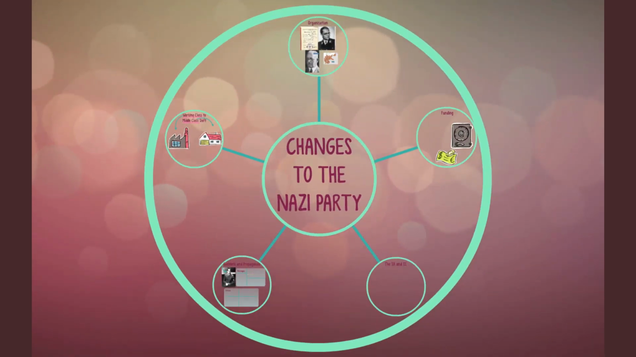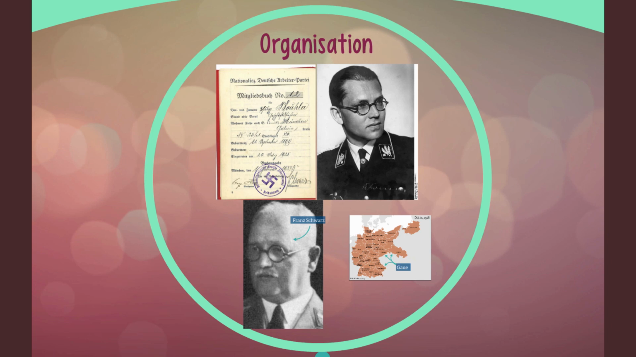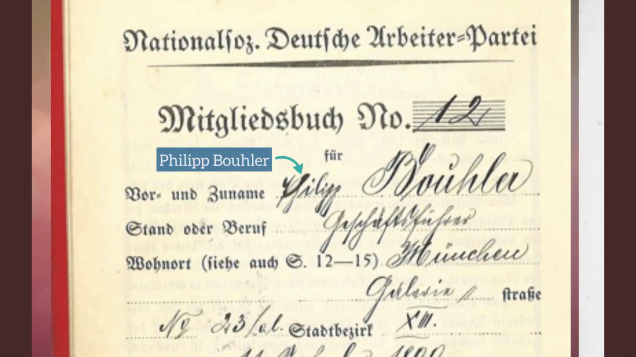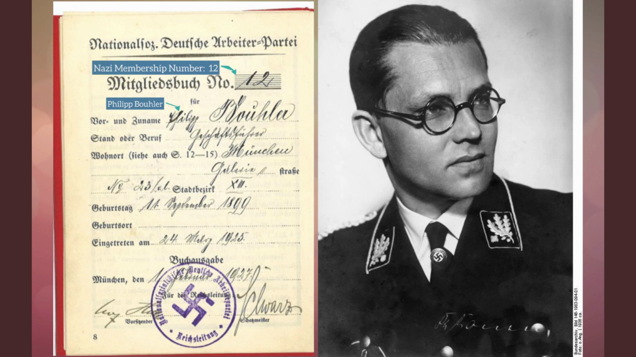And to do this, Hitler made 5 or so changes to the party. The first change he made was to its organization. He felt that it needed to be better organized, so he set up Nazi headquarters and hired 2 very efficient men to run it. The first was Philipp Bühler. Bühler had actually joined the Nazi Party very early on. He is Nazi member number 12. He becomes the secretary of the Nazi Party and works towards organizing records and paperwork.